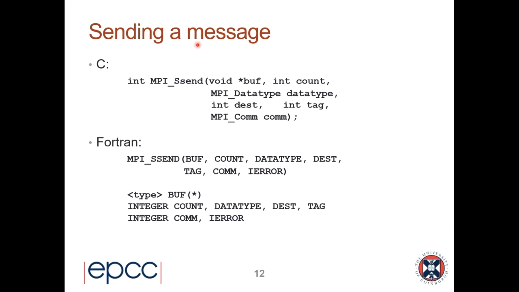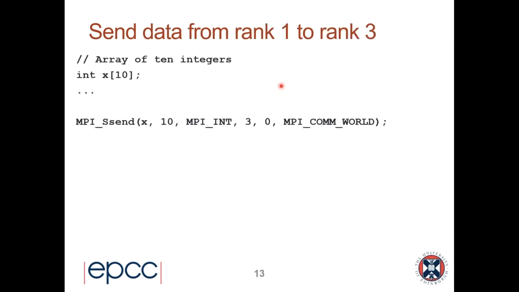So we'll see an example here. Of course, this is the prototype. It's not what you type. What you type is something like this. I want to send data from rank 1 to rank 3. So I have an array of 10 integers. In my code, I declare x with index 10. This is just a C program. Then I say MPI_Send.